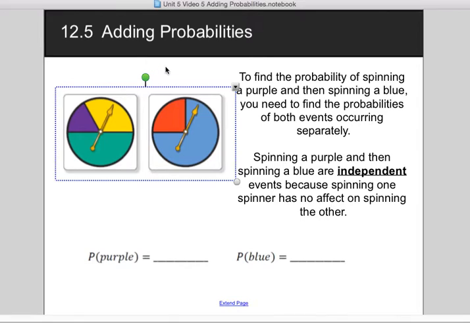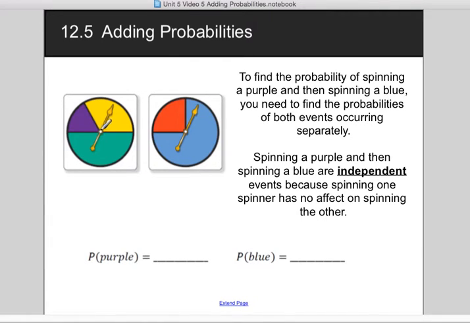To find the probability of spinning a purple and then spinning a blue, you need to find the probabilities of both events occurring separately. Spinning a purple and then spinning a blue are independent events because spinning one spinner has no effect on the other. Okay, so let's find the probability of getting a purple and the probability of getting a blue.